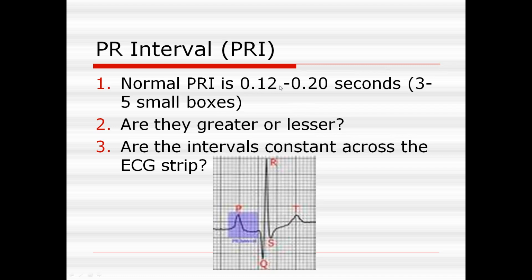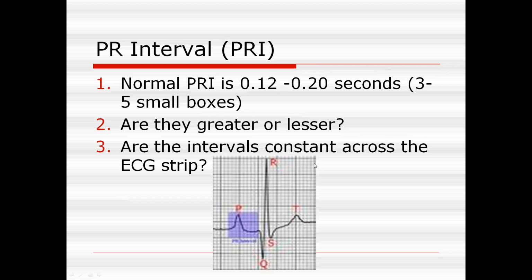If it's lesser than this, it's okay. If it's 0.11, that's all right. If it's between these two, that's okay. If it's over 0.20, then something's going on with the electrical impulse leaving the SA node and getting down through the AV node. So that's how we decide if there's something wrong with the SA node or the AV node.